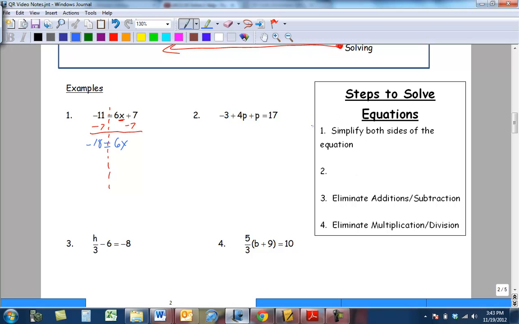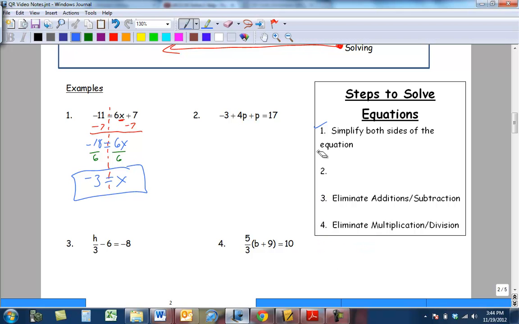All right, so we simplified, got rid of addition and subtraction. Now we get rid of the multiplication. So you're going to divide by 6 on both sides. This says 6 times x, divide by 6. Negative 3 is x. There is a step 5, of course, and that is to check your answer. Plug it in and get 6 times negative 3 is negative 18, plus 7 is negative 11. So we know we're right.